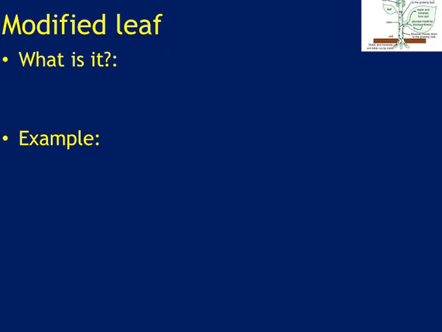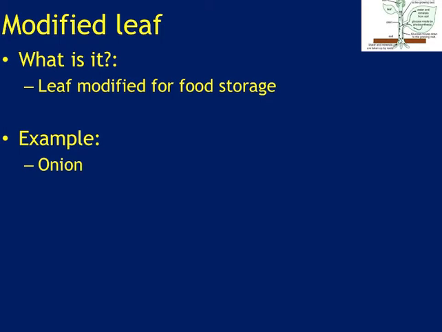And the last one, a modified leaf. Again, it is a leaf modified for food storage in the context of this question. So we're not talking about reproduction. The example here is an onion. The parts of the onion that we eat are actually leaves that have become swollen with food.